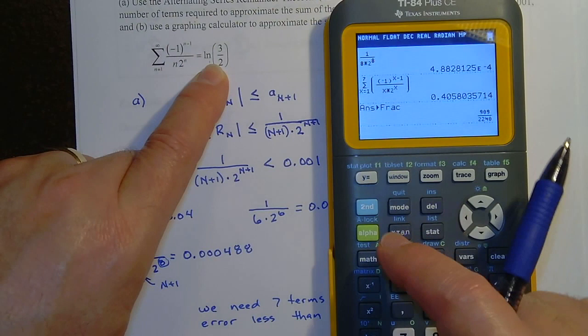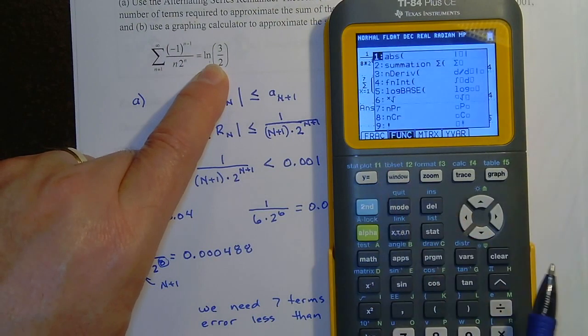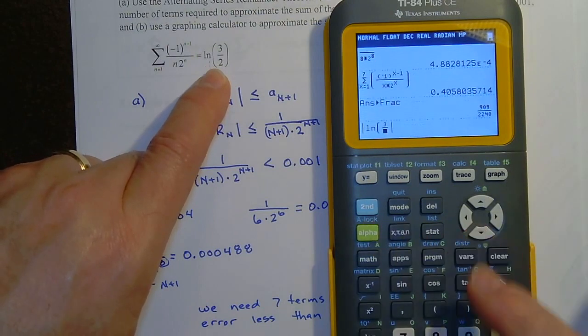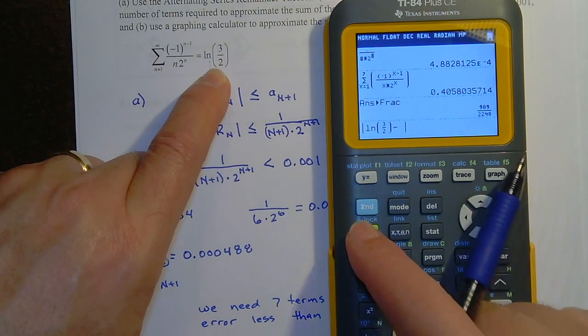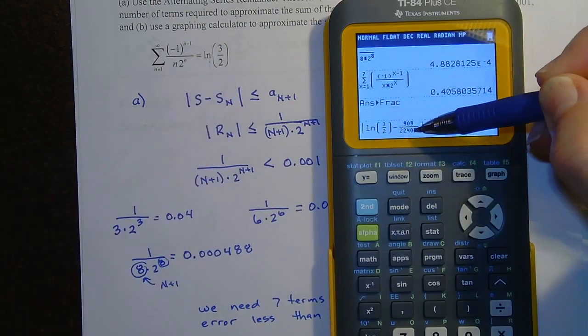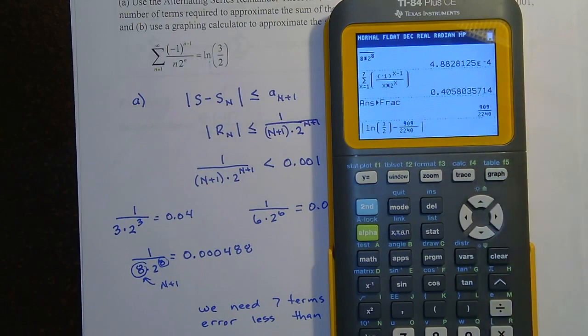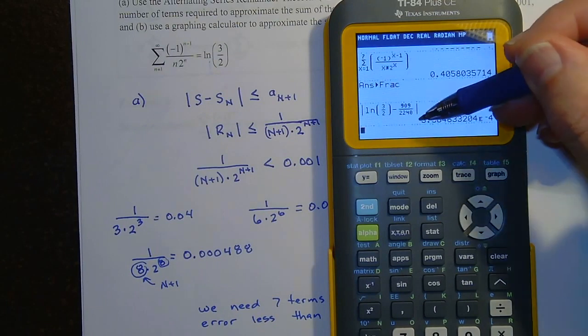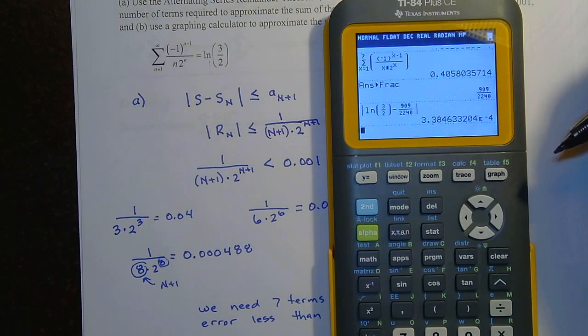Okay. But I'm going to do my absolute value again. So that's number one. And then I'm going to put this in. So that's ln of a fraction 3/2. And then minus the sum, which is 909 over 2,240. Okay, so this is the actual sum, and then this is the sum of the first 7 terms, and you're going to see that the difference between those is less than 0.001. Yeah, so like I said earlier, this is times 10 to the -4th. So that means this is 0.000 and then 3. So yeah, that's less than 0.001. Okay, so that's how you do these problems.